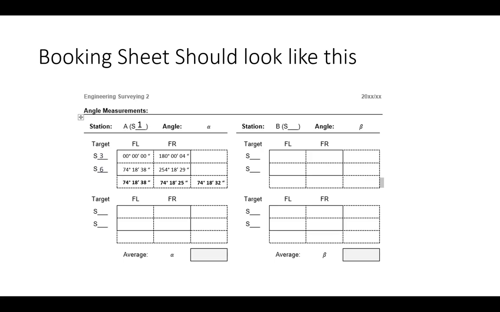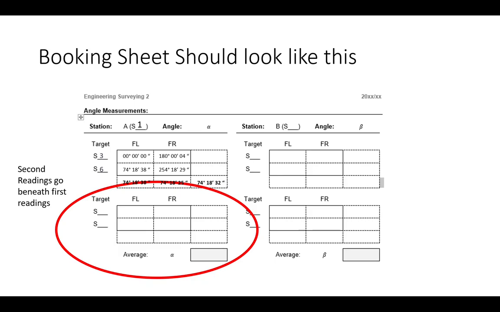So we're going to be booking our second set of readings just underneath where we took the first set. Again, it's going to be using station 3 and station 6. We're just repeating the same procedure and recording the data down here.